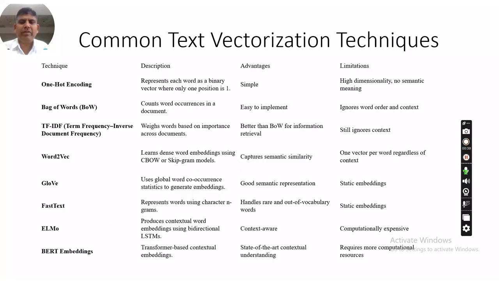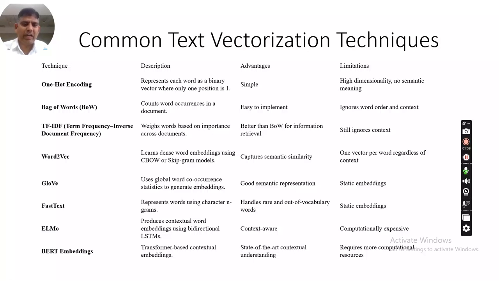There are different vectorization techniques available in NLP. The simplest one is one hot encoding, but the limitation of the one hot encoding method is that it produces a sparse matrix and has a high dimensionality. It is not able to capture the semantic meaning. Another vectorization technique is bag of words. It is also very simple to implement, but it ignores the word order and the contextual meaning.